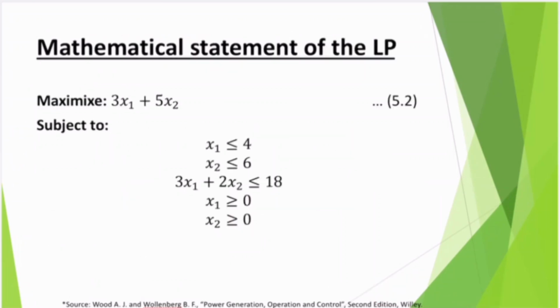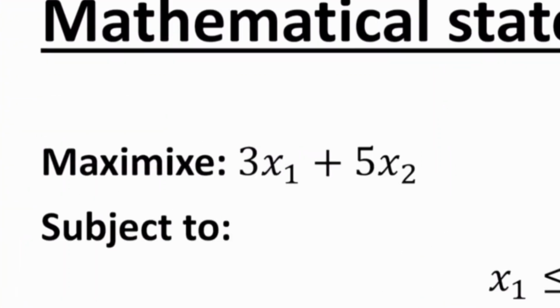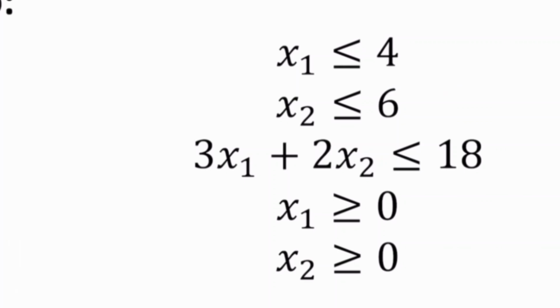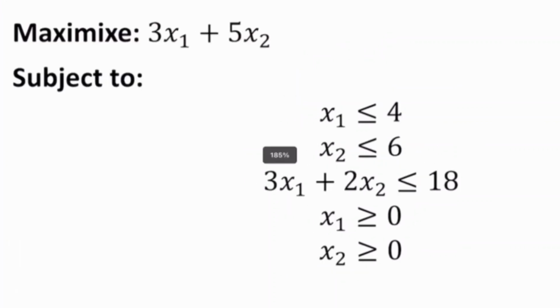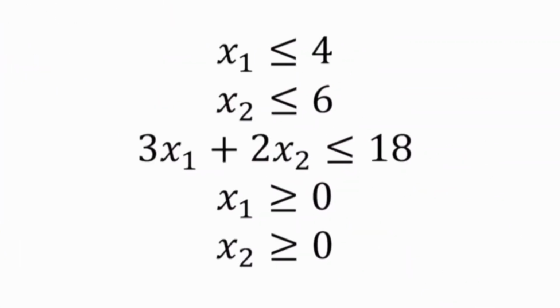Now what we need to do, you can see that I have to optimize the function, which is maximize 3x1 plus 5x2, and then subject to different constraints, where I say x1 must be less than or equal to 4, x2 is less than or equal to 6, as well as 3x1 plus 2x2 must be less than or equal to 18, and both the variables cannot be negative. So x1 is greater than or equal to 0 and x2 is greater than or equal to 0. So as a whole, I'm supposed to maximize a function satisfying all the constraints, which will give me the best solutions.